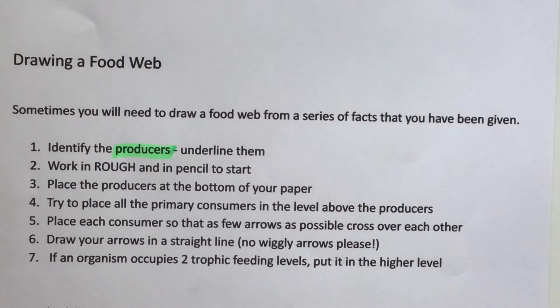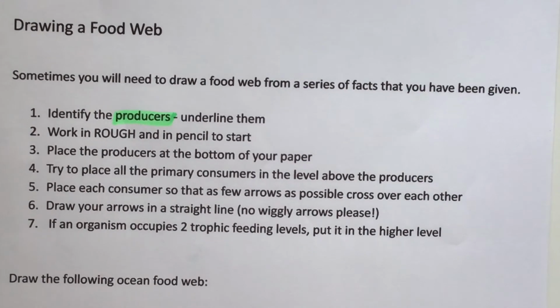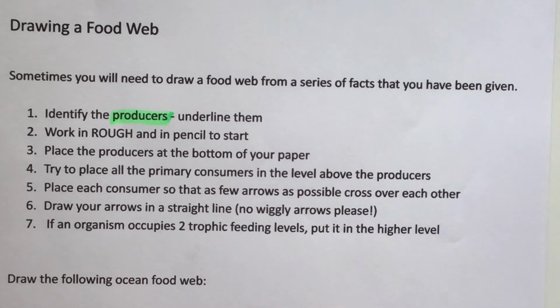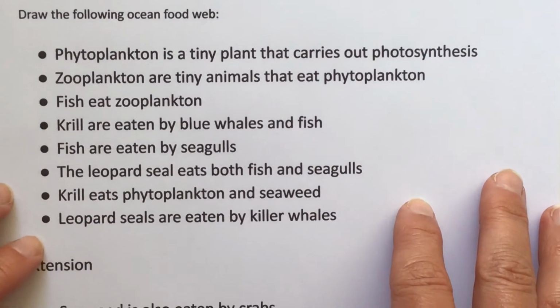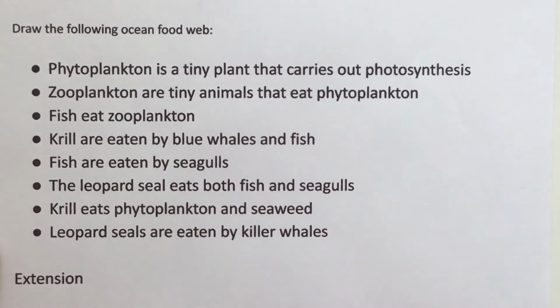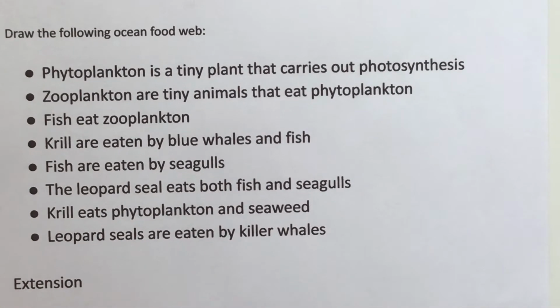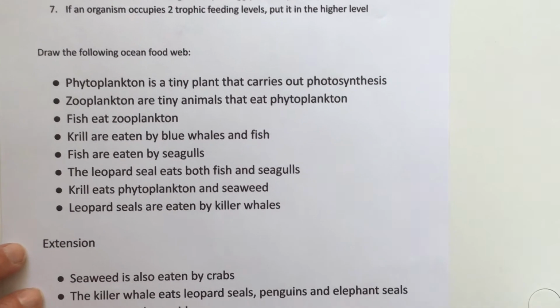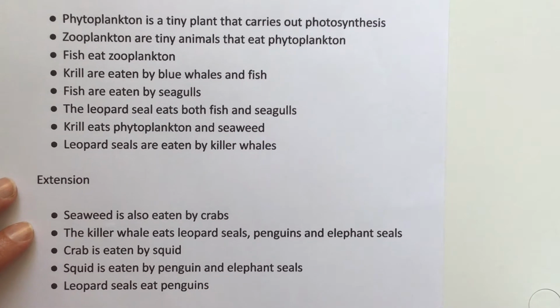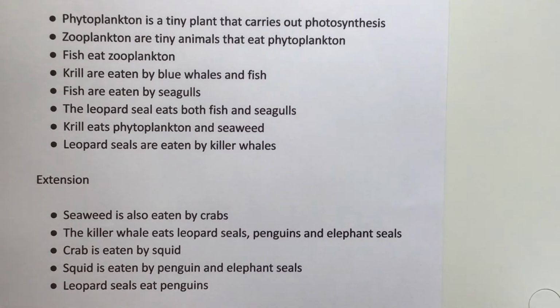So let's get started on our example. We're going to draw an ocean food web. And here are the series of instructions. We've got these ones here, and then we've got a set of extension ones here. So I'm going to reduce these down slightly so we can fit them all in. Okay, so step number 1 is to identify the producers. So you're going to take your highlighter or your pen and you're going to underline or highlight the producers.